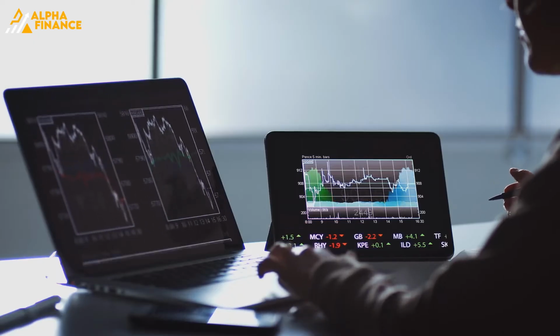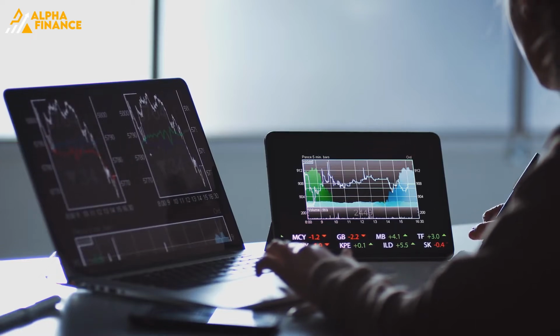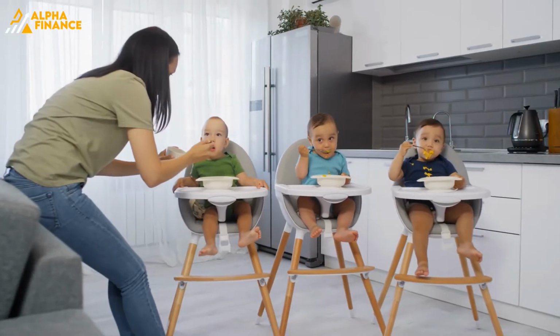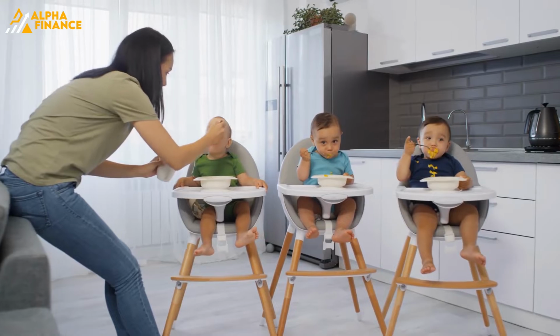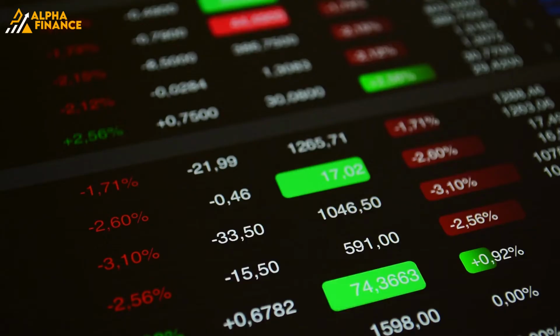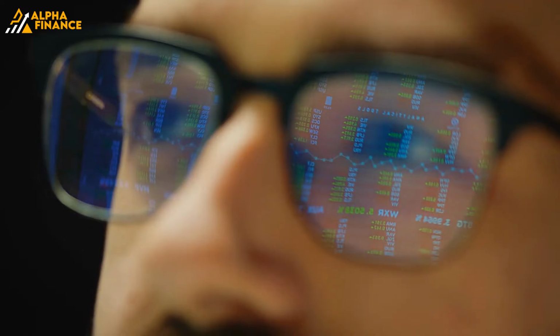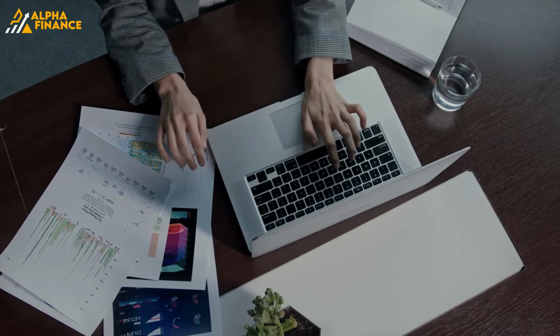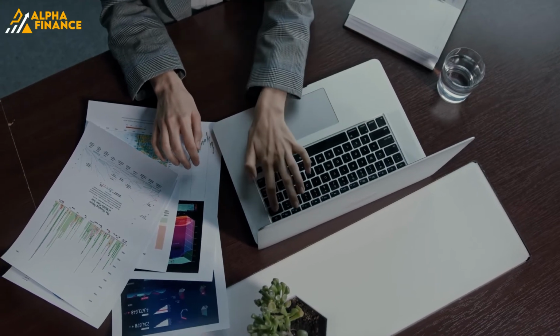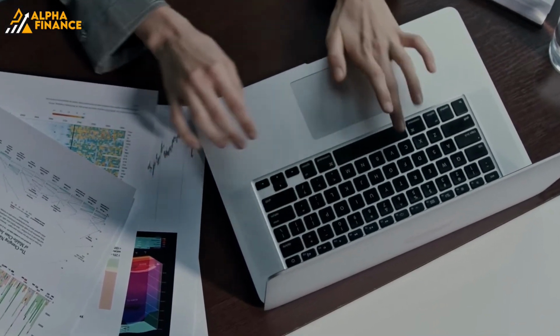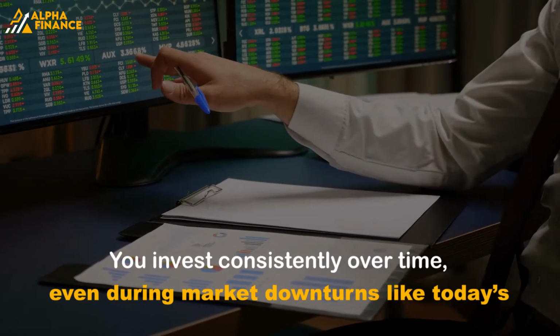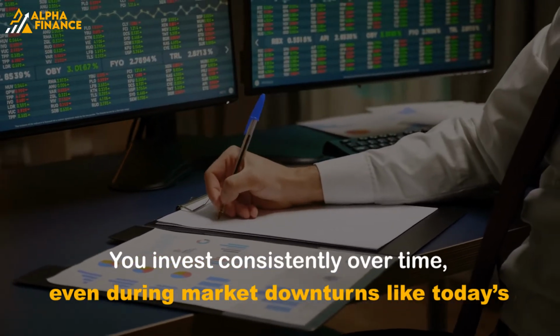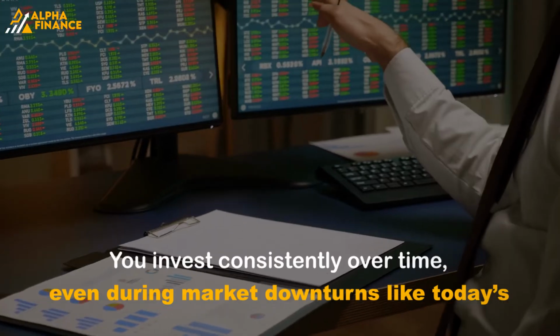As a practical matter, dollar cost averaging allows you to start investing even if you're only working with babysitting money or loose change from under the couch cushions. With dollar cost averaging, you put in a certain amount of money at regular intervals depending on what works for your budget and let the market do the rest. In this manner, you can take advantage of market growth even if you don't have a big nest egg or fancy job. With dollar cost averaging, you invest consistently over time, even during market downturns like today's.